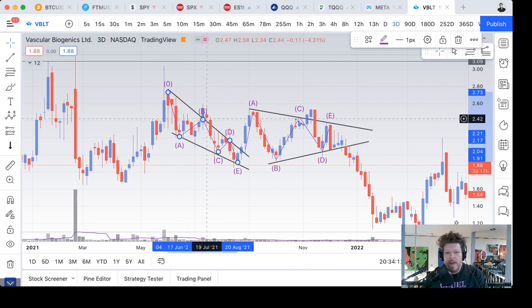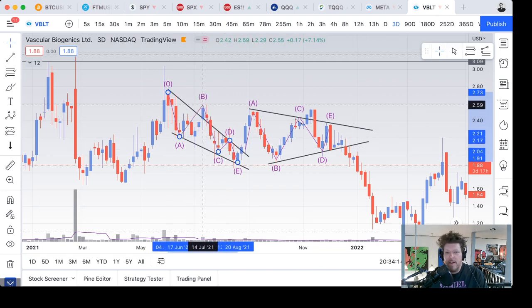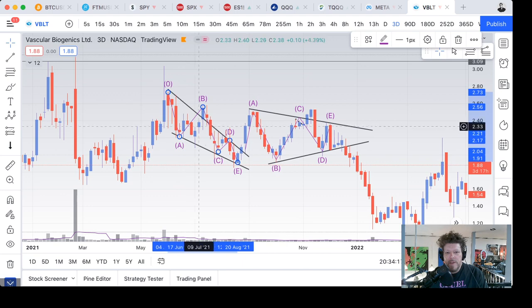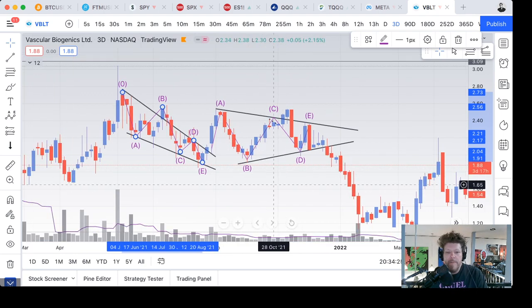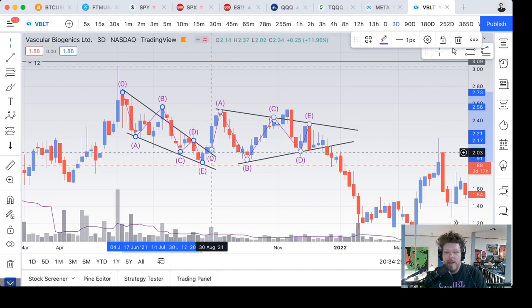That's a cleaner correction. Again, this one had this breakout right here, or this fake out, and so it gets a little wonky. That's typical of correction waves. They're not as clean as an impulse wave, and impulse waves are the nice bullish waves that we like to trade. So anyway, this one broke out, tested this line right here.